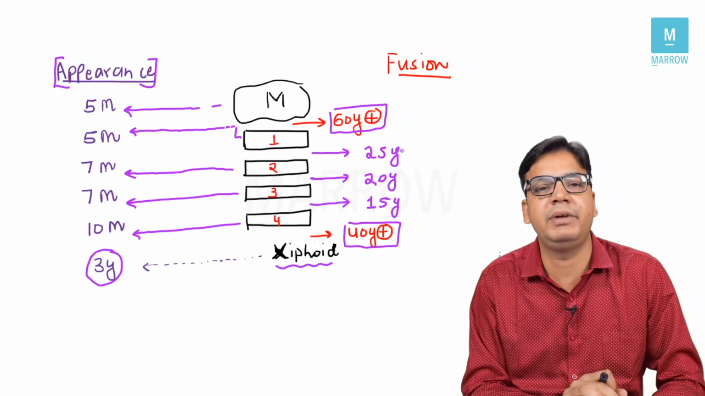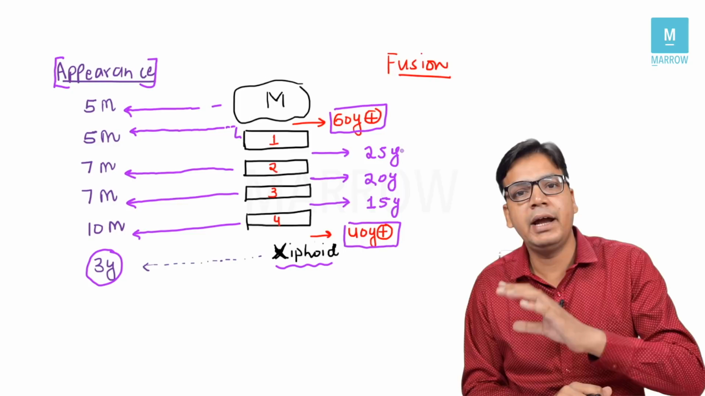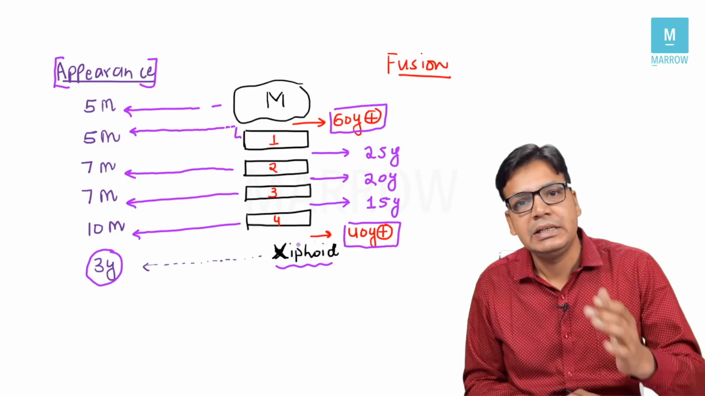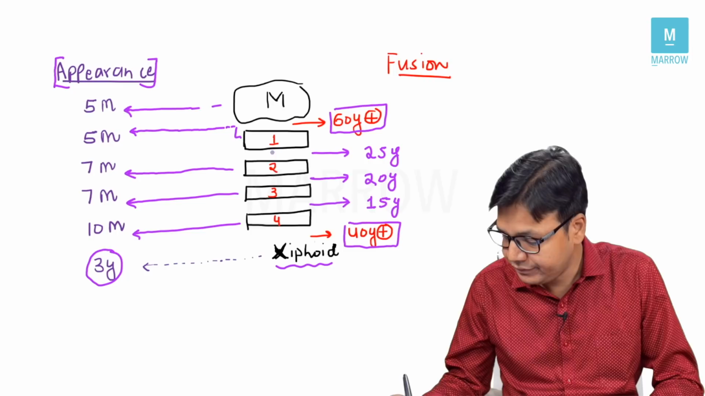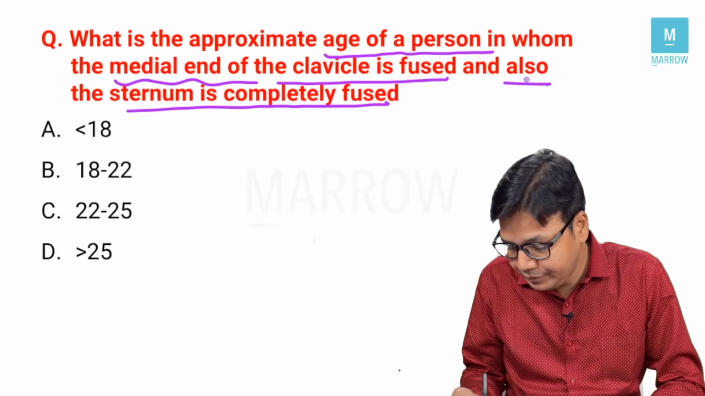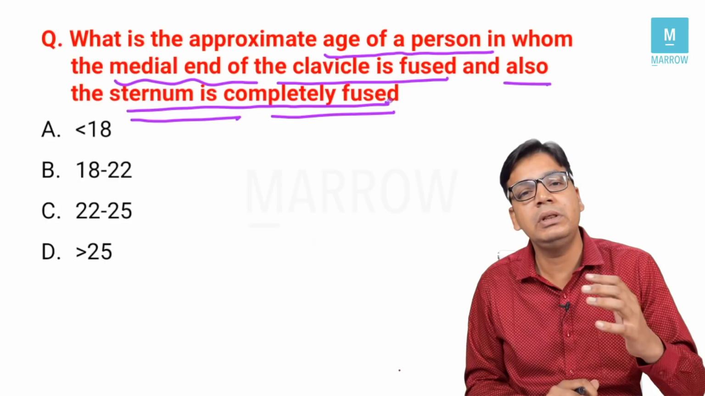How do you remember? Manubrium fuses at 60, xiphoid at 40, done. Now keep in mind: third and fourth fuse at 15, second and third at 20, and then first and second at 25. It means if all sternum segments are fused, first, second, third, then the age is more than 25. So we can see this one. It means all the segments of the sternum are completely fused. It's not about the manubrium and xiphoid. That means age is 25 or more than 25.